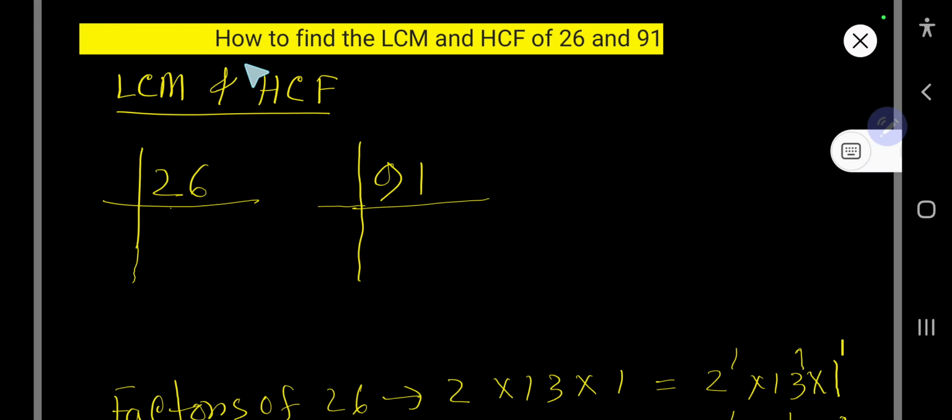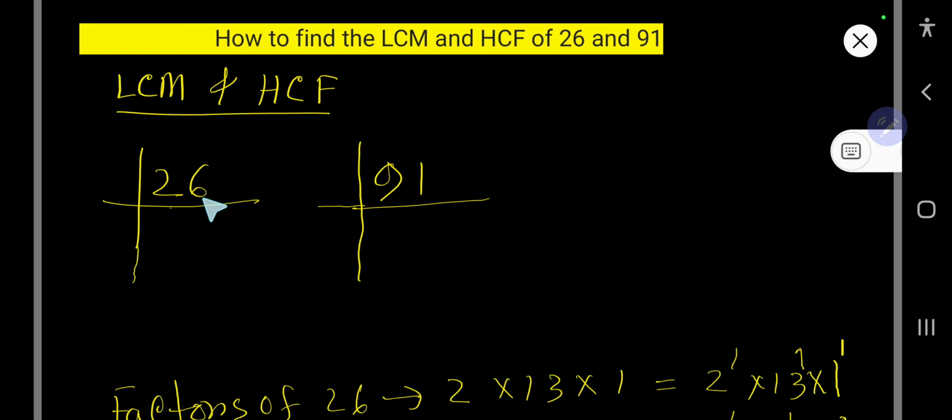From this video, you will learn how to find out the LCM and HCF of 26 and 91. That is, we are going to focus on how to find out the LCM and HCF of two numbers. So, to find out the LCM and HCF of two numbers, 26 and 91, at first we need to find out the prime factors of these two numbers.